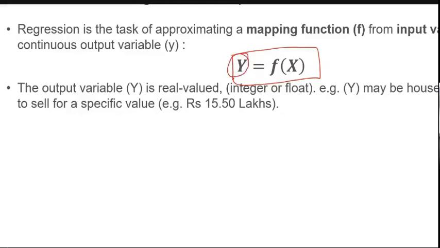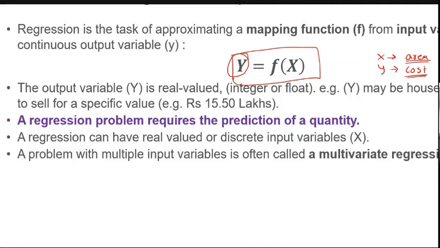Example, y may be some house price, in say rupees, 15 lakhs, 14 lakhs, whatever it is. So this is the outcome y. Suppose x can be the area of the house and y can be the cost of the house. Given some area, you must be able to find the cost of the house. So this is a kind of prediction. A regression problem requires the prediction of a quantity. Regression can have real valued or discrete input variables. So x can be anything, the output is continuous. That is the problem domain.